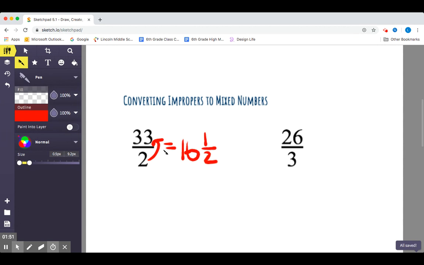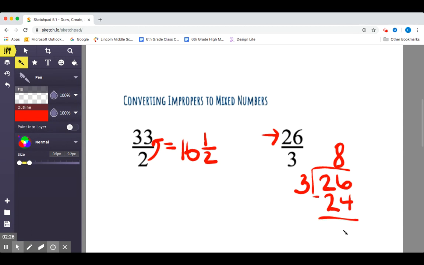Okay, so if you're able to see it that way, that is a little bit easier. But if not, you can always take this numerator and divide it by the denominator like it showed also in the example. So if I do that here really quick, I'm going to take 26 divided by 3. And I know that goes in 8 times, which gives me 24. And when I subtract that, I'm going to have 2 things left over.